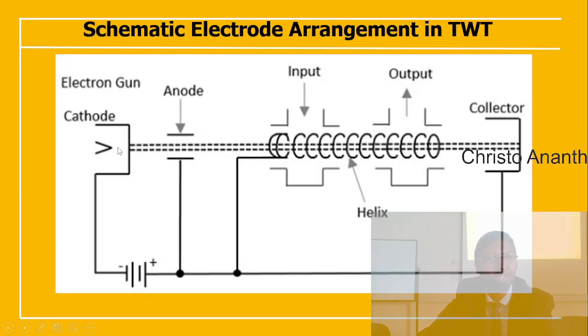So the electron beam will have the cathode and anode. This one will be passing through inside, through the helix. Here we'll be having input, here we'll be having output, and it will be collected at the collector. So we have the potential that is associated. So this is the schematic electrode arrangement in the traveling wave tube.